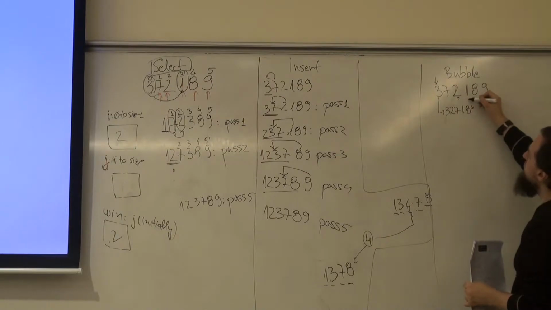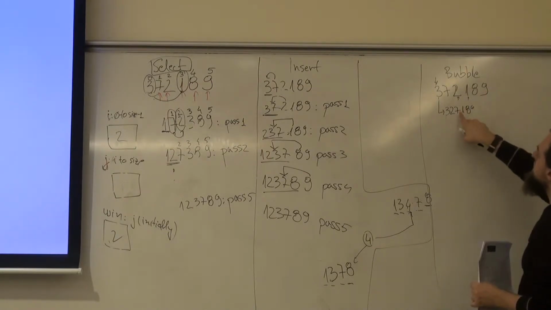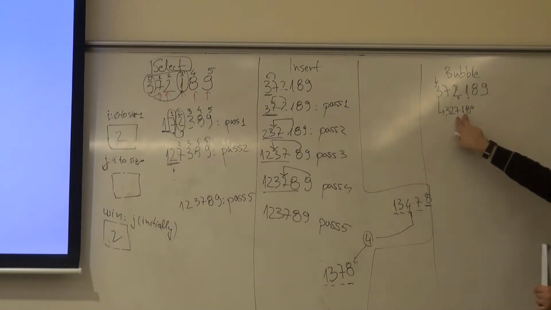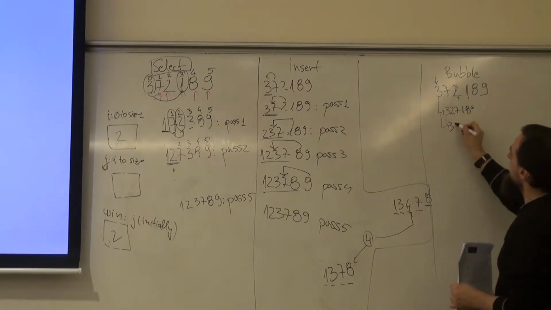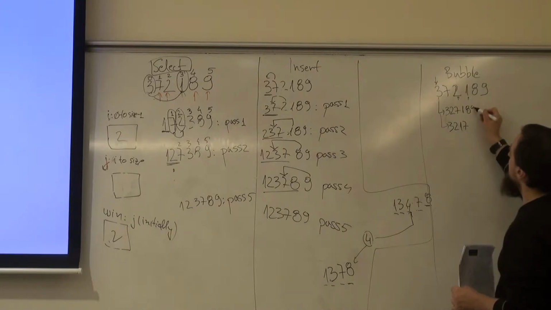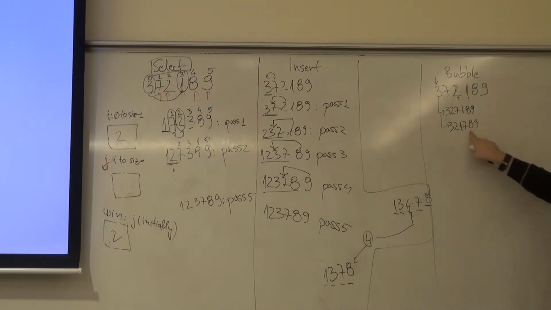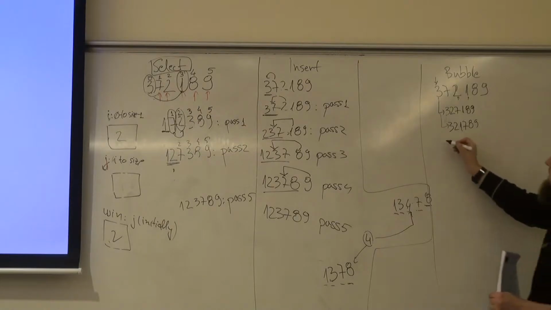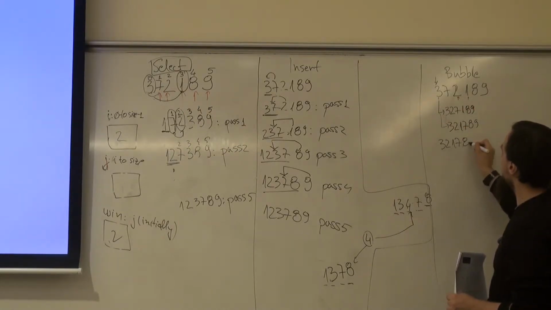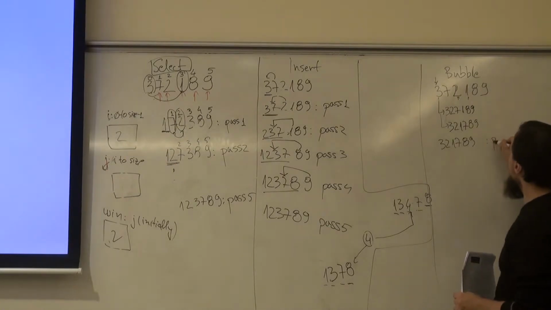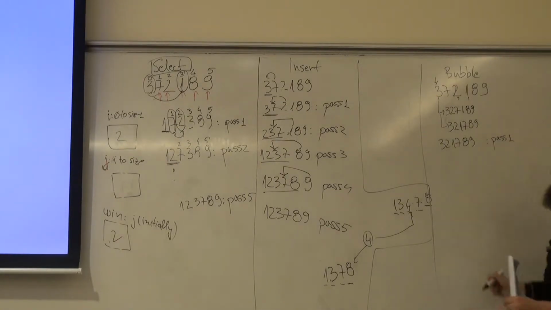Now we go with index 4. Which one is greater, 7 or 1? 7 is greater. Switch places again. 3, 2, 1, 7, 8, 9. We left here, 7 or 8, it's okay, 7. 8 or 9, 8, it's okay. So here we end, and 3, 2, 1, 7, 8, 9 will be pass 1.